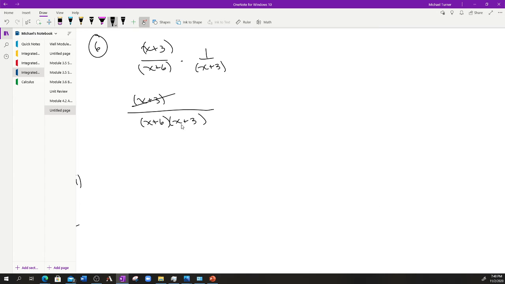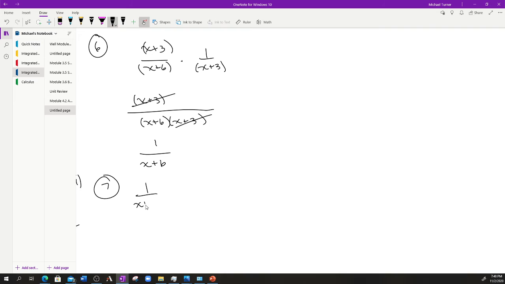So here, I could cancel out an x plus 3, and that leaves me with not 0 in the numerator, but rather a 1. And so simplified, that would be 1 over x plus 6. So anytime we can do that, we need to. Let's look at another example.